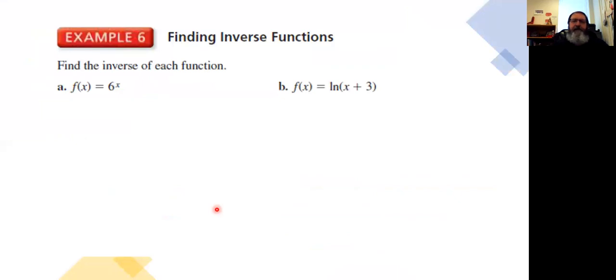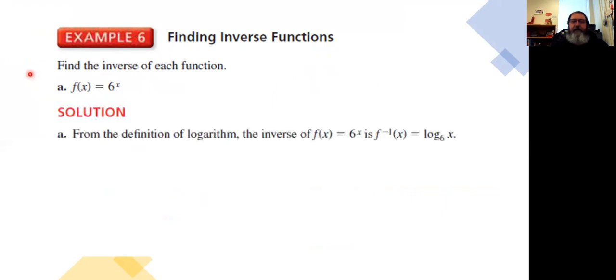Let's look at example 6 out of your textbook here. And again, a couple of different examples. So here we're asked to find the inverse of the function. Find the inverse of the function. So let's start with this first example, example A. So remember that we know the inverse. Remember I talked to you about this with those graphs a few minutes ago. If f of x is equal to 6 to the power of x, the inverse of that is log base 6 of x.